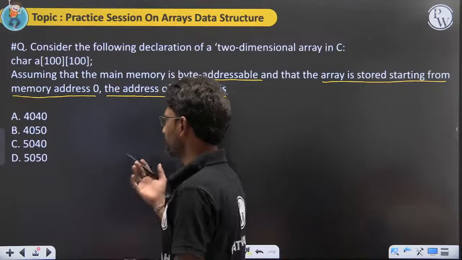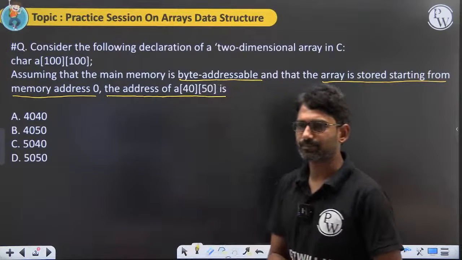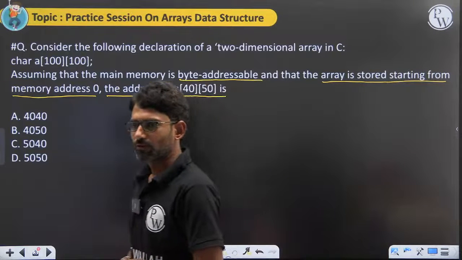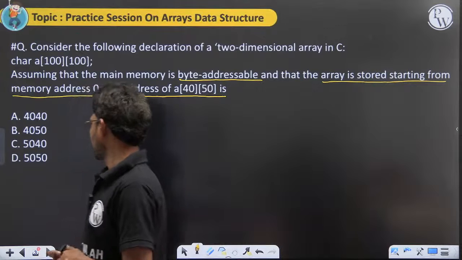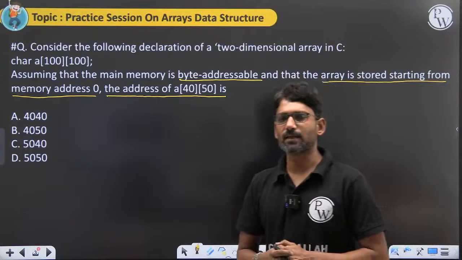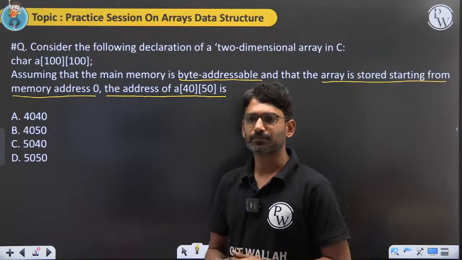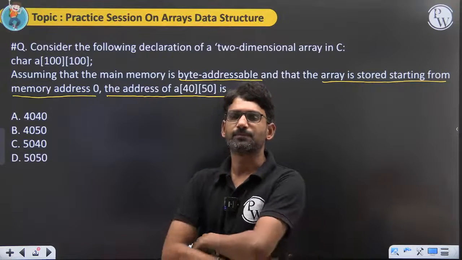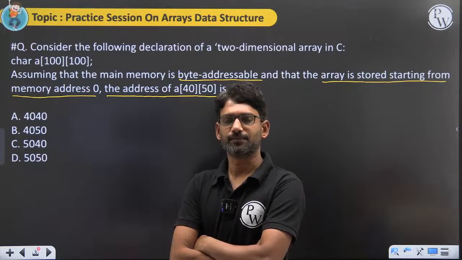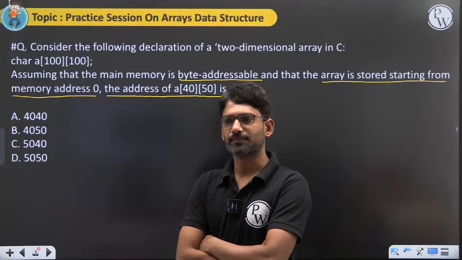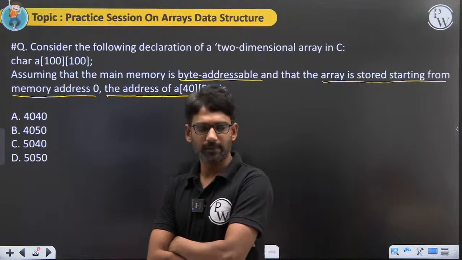So what would be your answer for this question, guys? Nishu? 4050, option B. Okay. What about Raj Sarkar and others? Come on, quick.